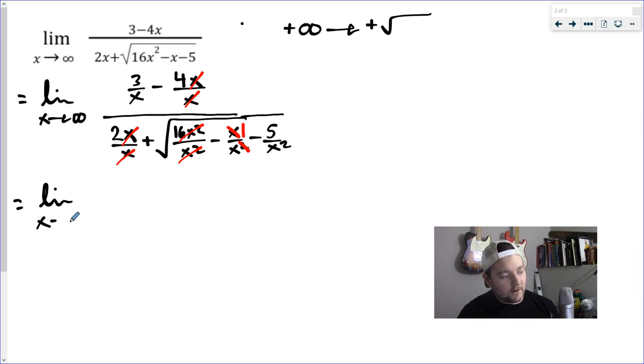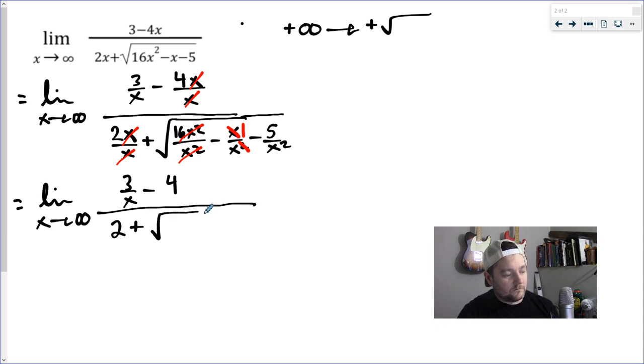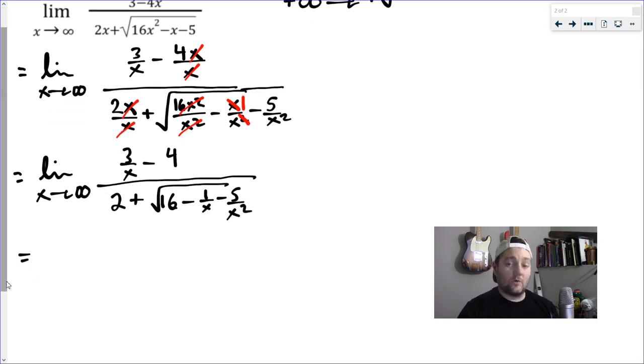All right, so then we have the limit as x goes to infinity of 3 over x minus 4, all divided by 2 plus the square root of 16 minus 1 over x minus 5 over x squared. So remember, my little trick is that wherever there's an x left in the denominator, slap a 0. Everywhere else, get us a number.